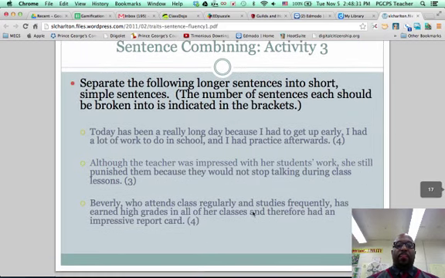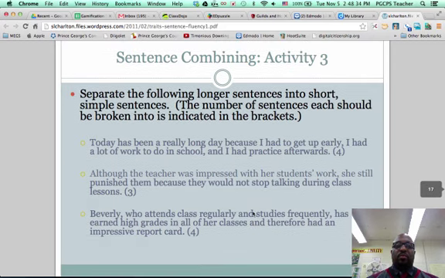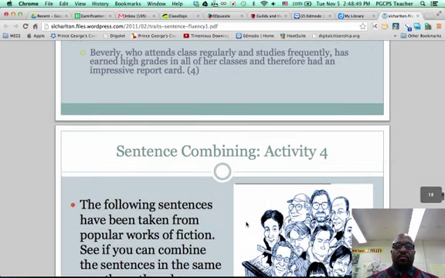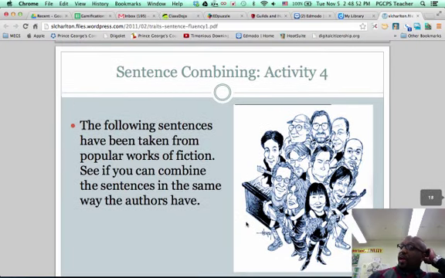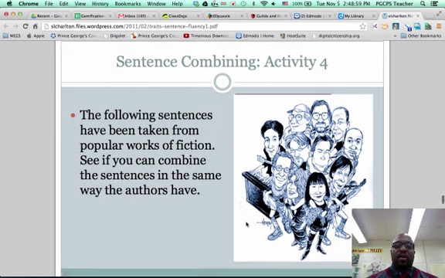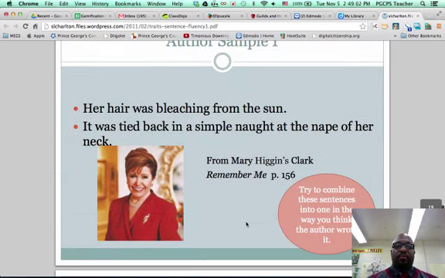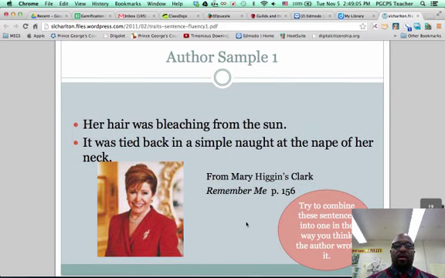Now in this activity, this is doing just the opposite. You're going to separate the following longer sentences into short, simple sentences. So again, you want to pause the video, complete the Edpuzzle assignment by taking these and putting them into shorter sentences. All right, now the last and final activity. These are sentences that have been taken from popular works of fiction. So the idea is see if you can combine the sentences in the same way the author has. And here's sample 1. So combine this into one sentence in Edpuzzle.